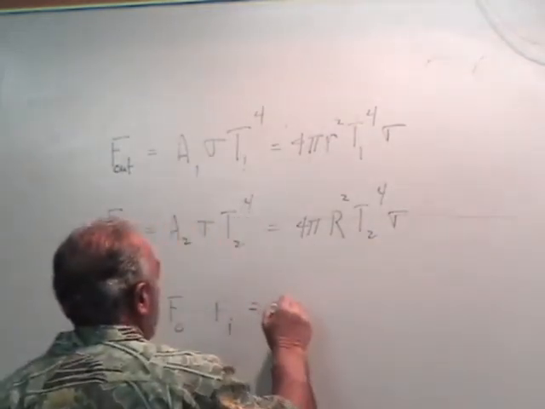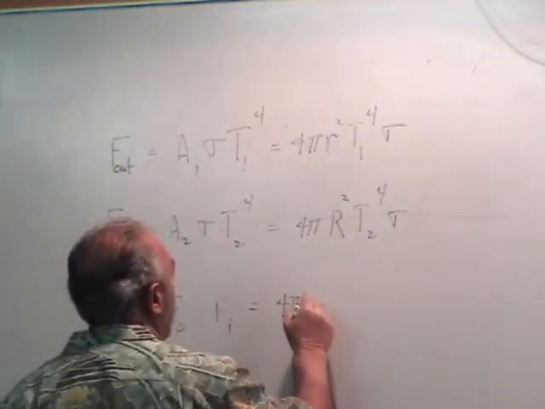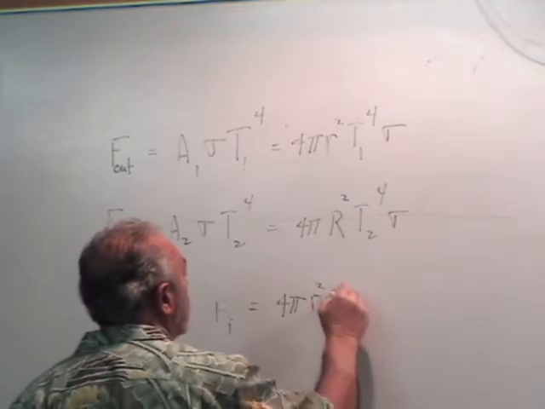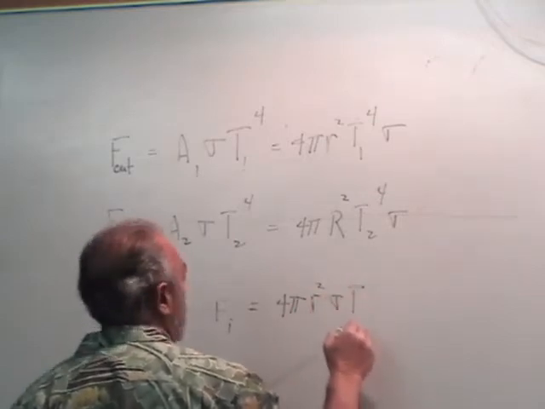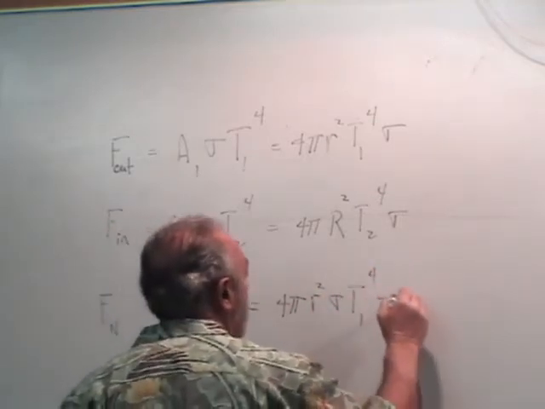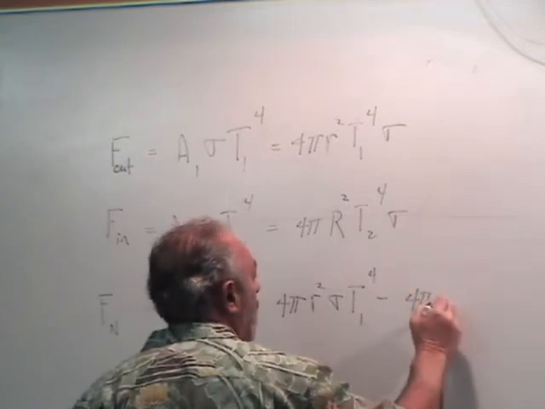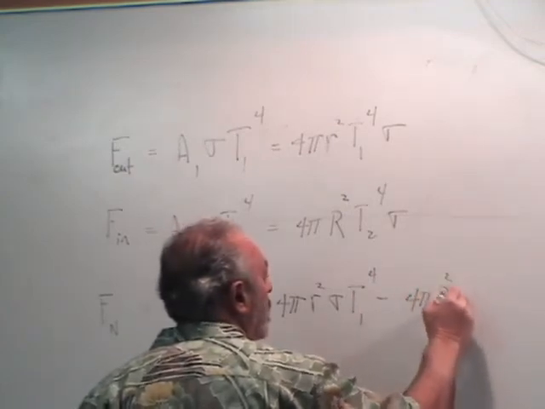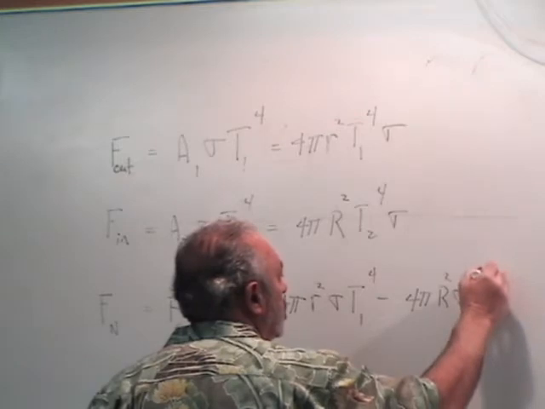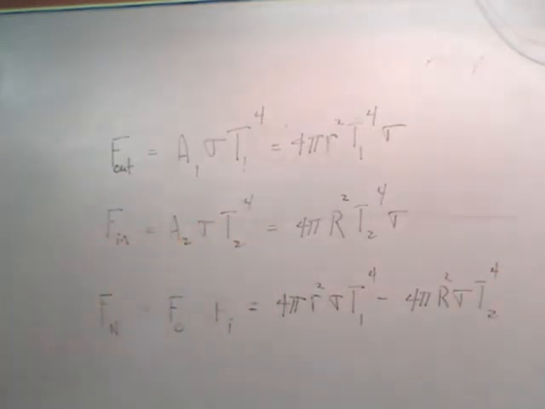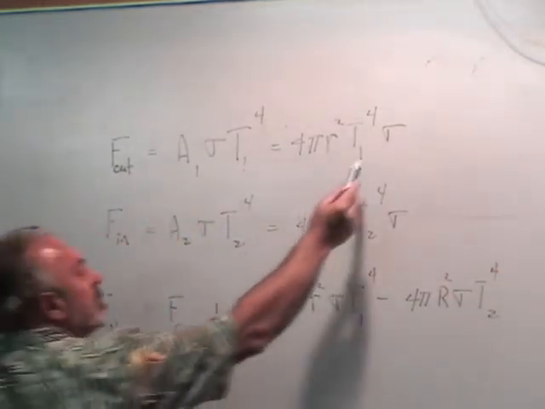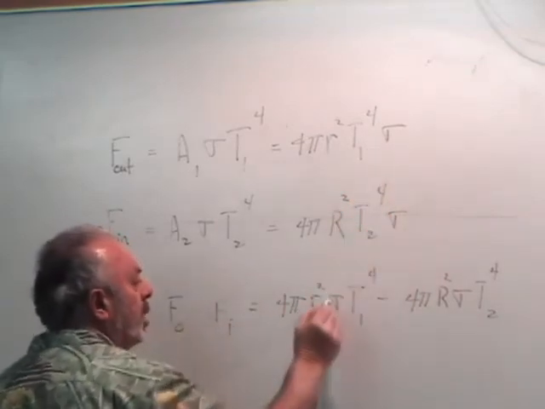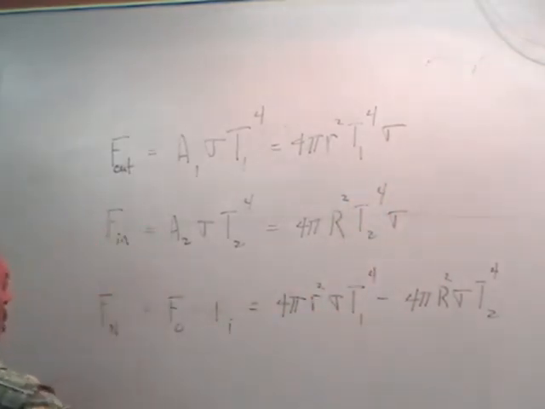So we have 4 pi r squared sigma t1 to the 4th power minus 4 pi r squared sigma t2 to the 4th power. So be sure to fix your notes. I left that sigma out and I stuck it in at the end there, but I put it in its, shall I call it, proper location there. So there we have a relationship for the flux.